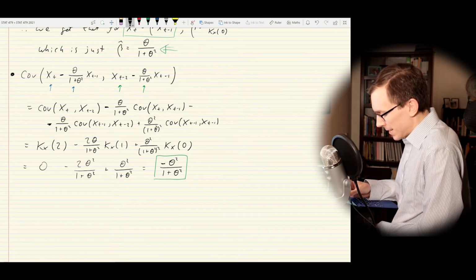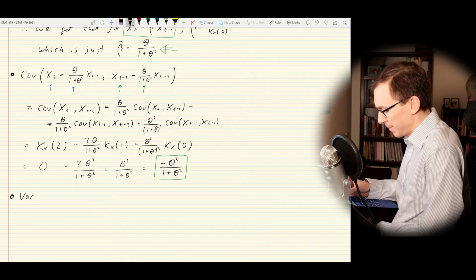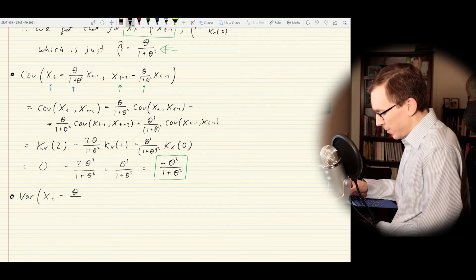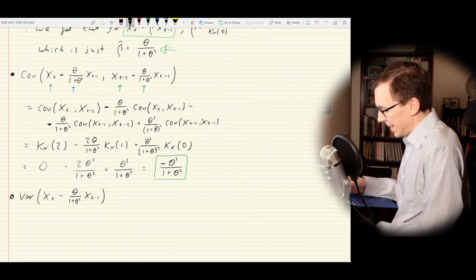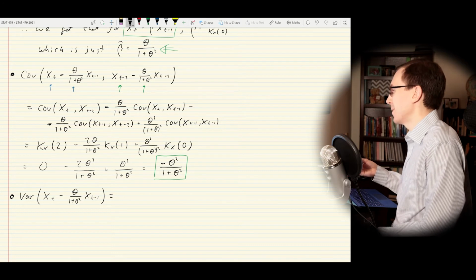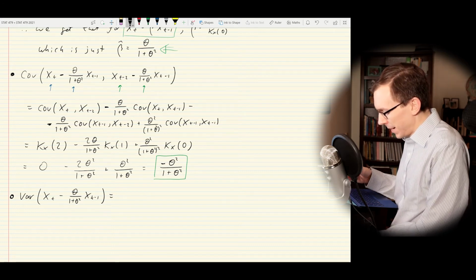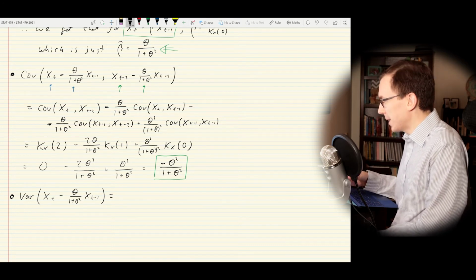And then we'll put another dot down here and say step 2 is compute the variance, so that we can have something for our denominator. We want just X_t minus theta over 1 plus theta squared X_{t-1} here. And when we expand this and compute the variance, what do we get?